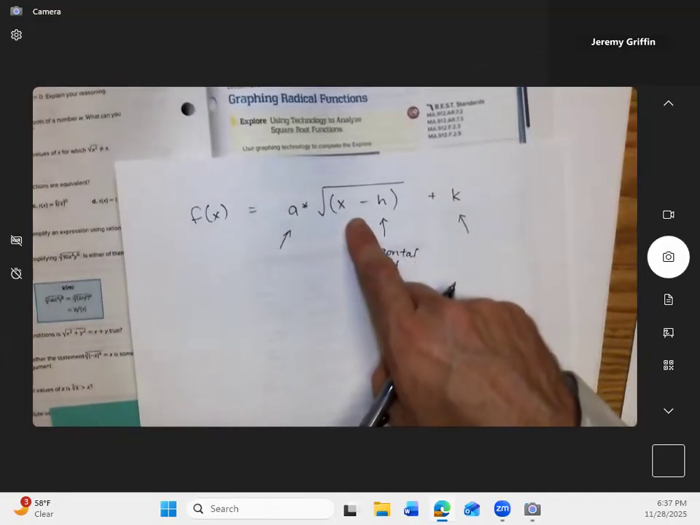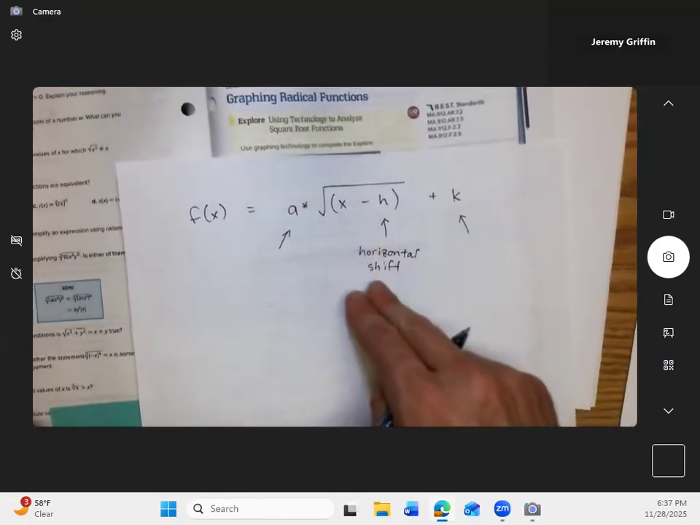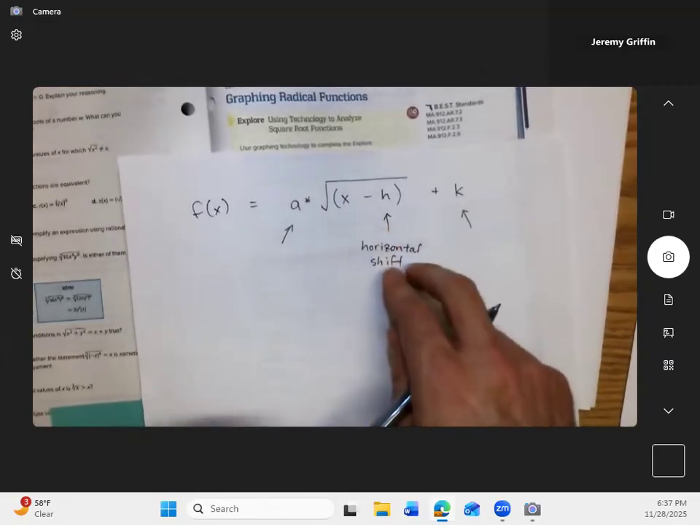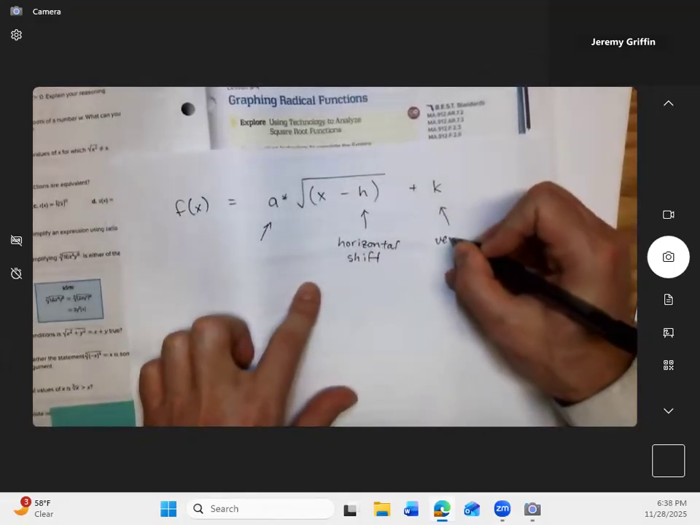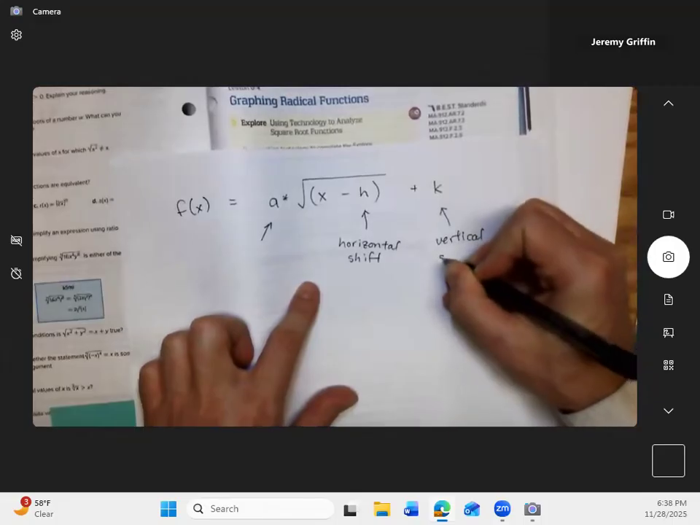Notice you're always subtracting it off. So if I say -3, it shifts 3 to the right. If I say +3, that would be 3 to the left, right? Okay. Then plus k, well, this would be your vertical shift.